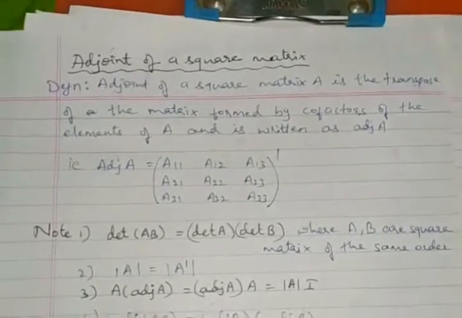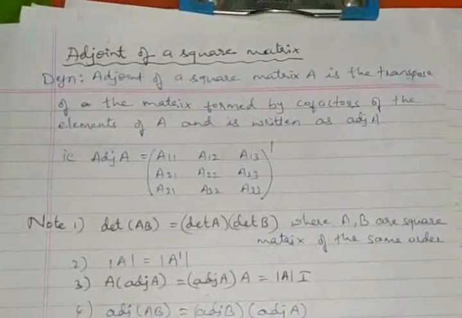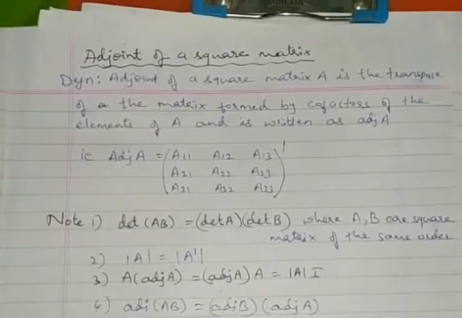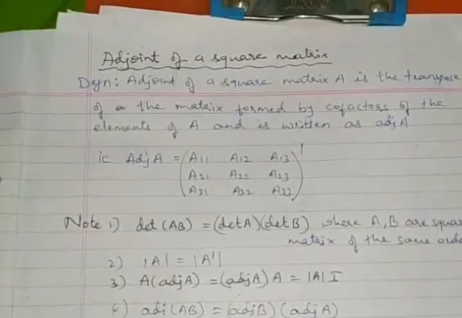Welcome back. In the previous video I gave the cofactor elements, how to find a cofactor, which depends upon the minor. Minor and cofactor were already discussed, and exercise 4.4 was given as homework for you.